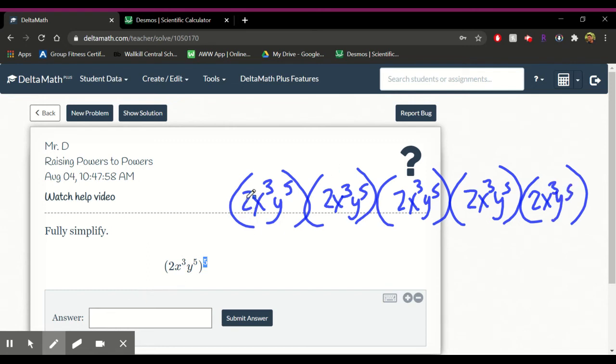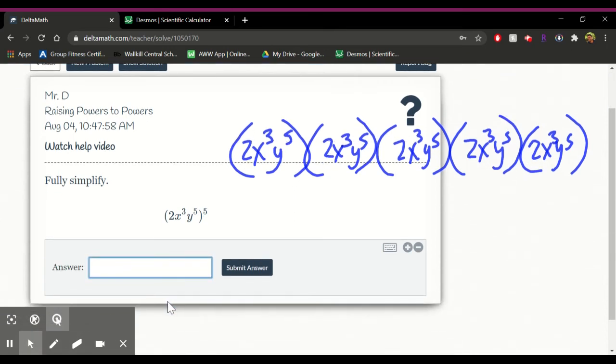All right. 2 times 2 times 2 times 2 times 2. You can do that in the calculator. I know it off the top of my head because 2 times 2 is 4, times 2 is 8, times 2 is 16, times 2 is 32. So I'm just going to type in 32. Again, you can use your calculator if you're not sure, 32, not 16, 32.